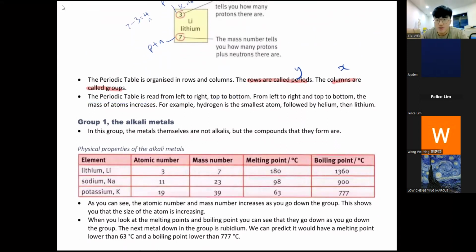How you read your book, wow, Felice, you're learning ionic and covalent so fast. That is in year 10 actually. Wow, we are learning this this year.